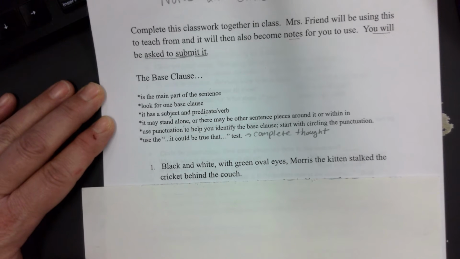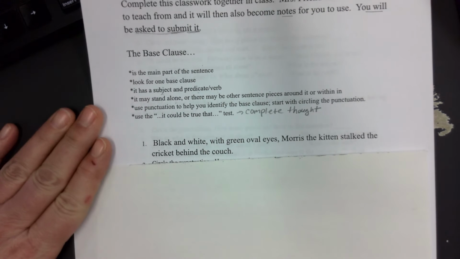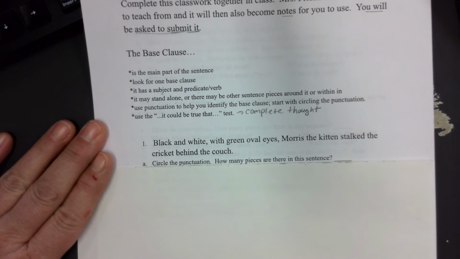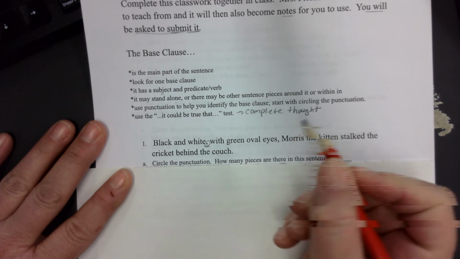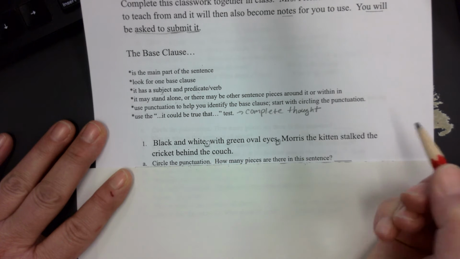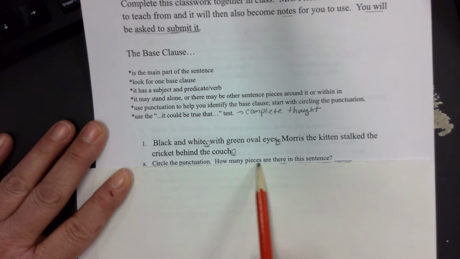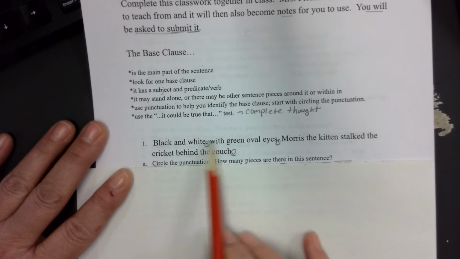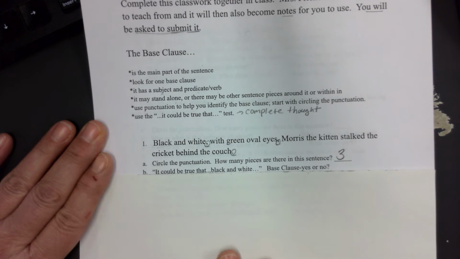We've got a sentence to practice here. Black and white with green oval eyes, Morris the kitten stalked the cricket behind the couch. All right, so after we read the sentence, the next thing that we do is circle the punctuation. So we're going to circle the comma after eyes, and then the period at the end. So how many pieces are there in this sentence? How many chunks do we have to look at? 1, 2, 3. All right, we've got 3 pieces to this sentence.